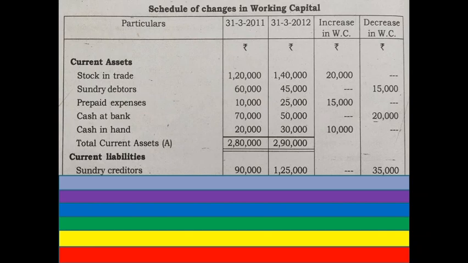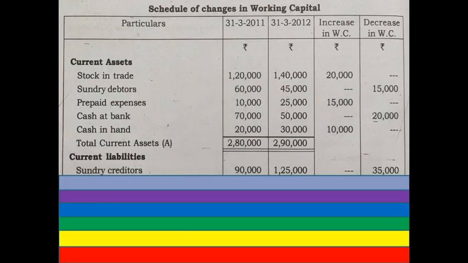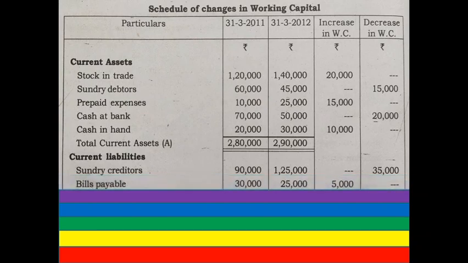Remember the basic rule which we have dealt with previously, that is the sole concept of preparing the schedule of changes in working capital. After that, you have to prepare bills payable. Bills payable in 2011 it was 30,000 and in 2012 it was 25,000. There is a decrease in current liability, that is bills payable. There is a decrease of 5,000 in the amount. So the decrease or the difference amount has to be shown in the increase in working capital.